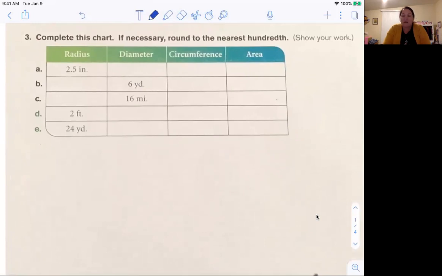And I know some of you are like, oh, this chart. But if you can do this chart with ease, or if not too much difficulty, then you've got these lessons down. The whole aim of this week is to get you to know if you have a radius, how to find a diameter, if you have a diameter, how to find a radius, and to find circumference and area.